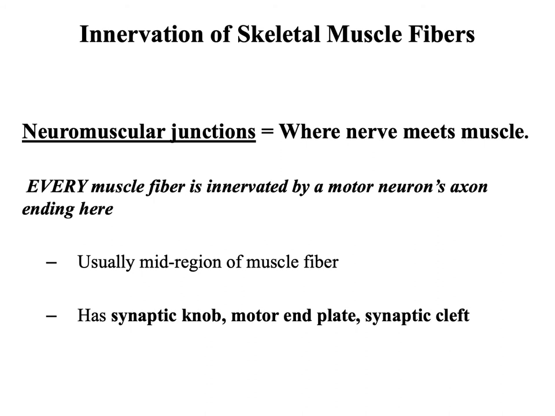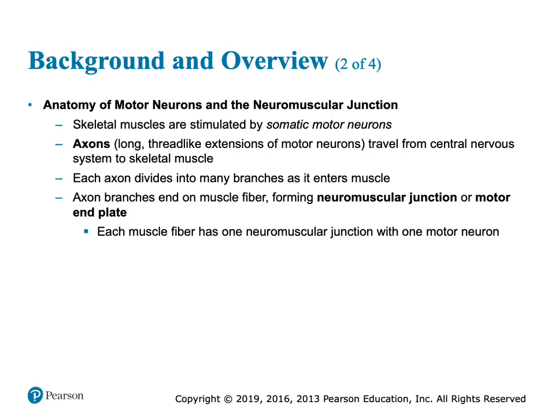Usually the ends of that neuron, the ends of the axon terminal, is going to touch in the middle of a muscle fiber. And it has certain anatomical things I'm going to explain to you. The end of the axon terminal, sometimes called the synaptic knob, where it meets the muscle, that's the motor end plate, and the space between the two is the synaptic cleft. I'll show you a picture in a little bit.